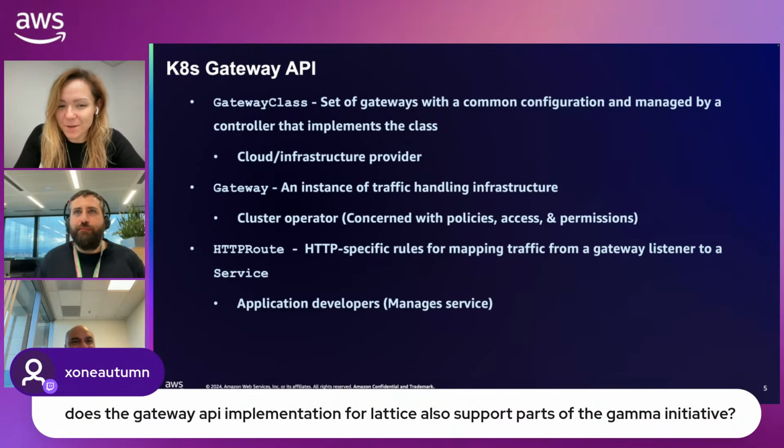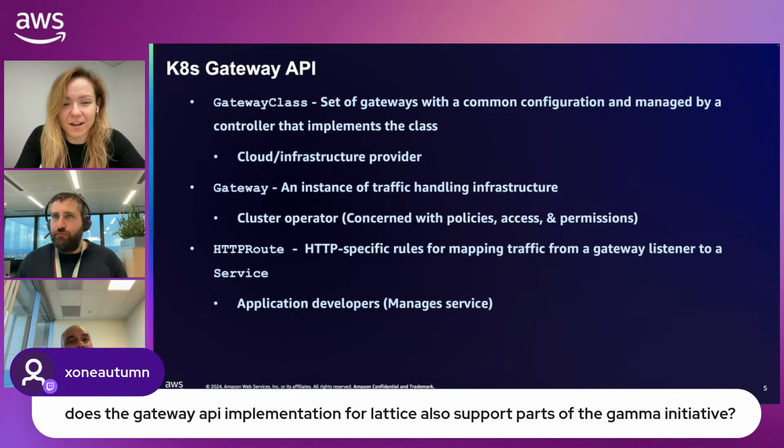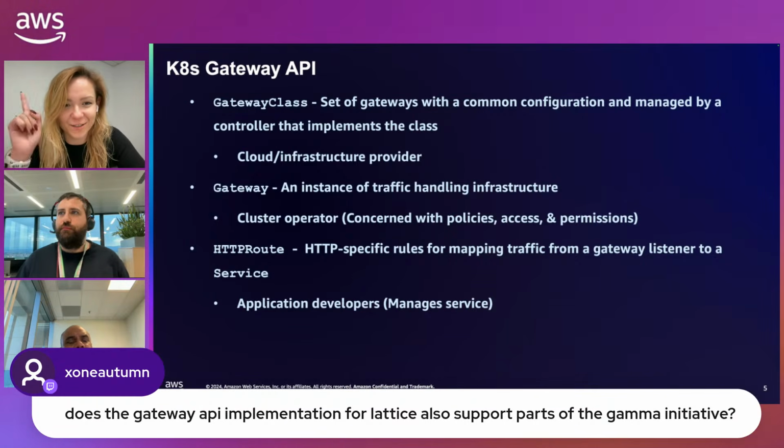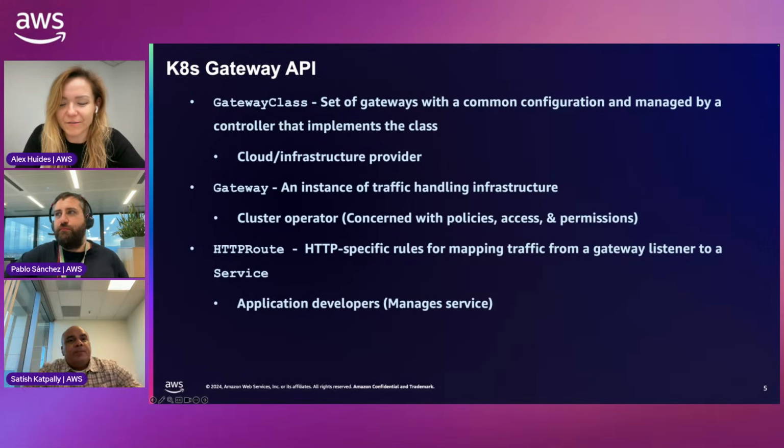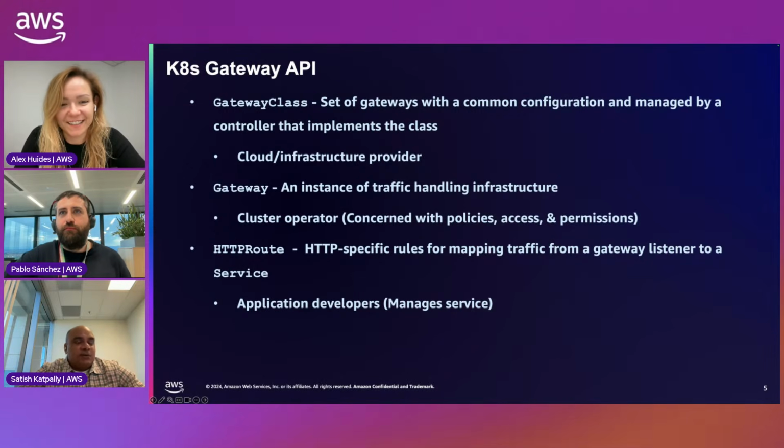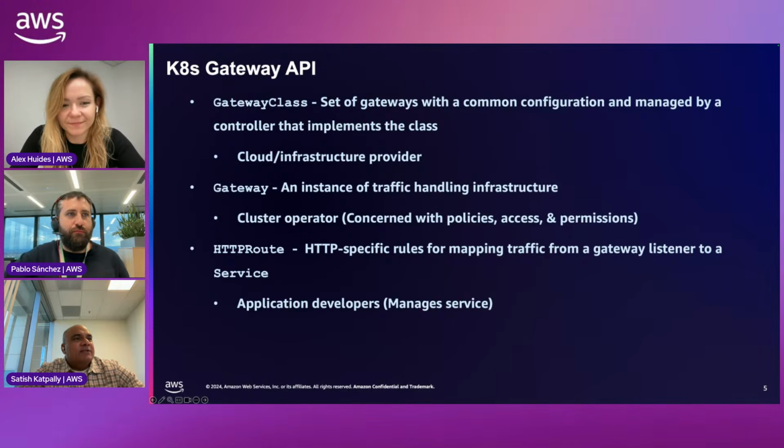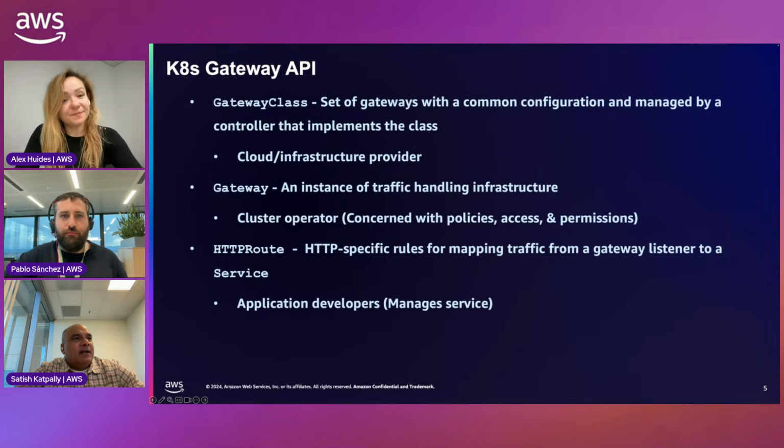Now, there's one more question from X1 Autumn, and I have to admit that I have no idea what this is, so I have to go do my research. Does the Gateway API implementation for Lattice also support parts of the Gamma initiative? Yeah, the Gamma initiative is coming from the service mesh side, right? Customers are asking for service mesh level constructs to be added to the Gateway API spec to extend the spec itself to do that.